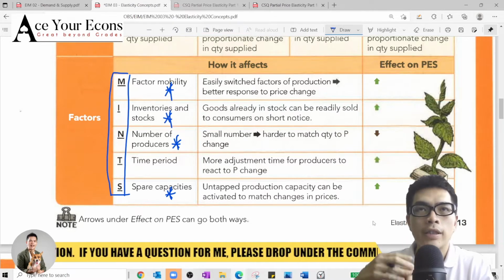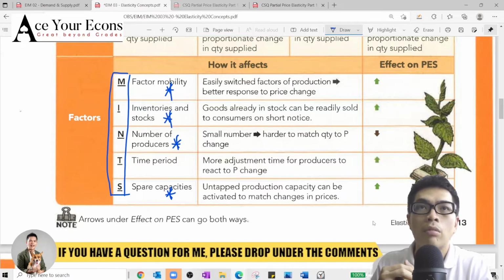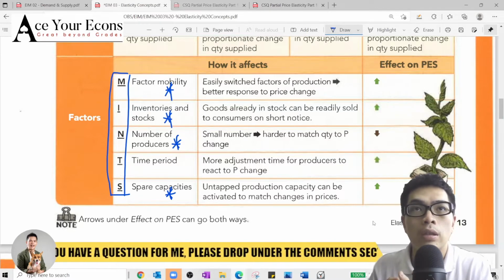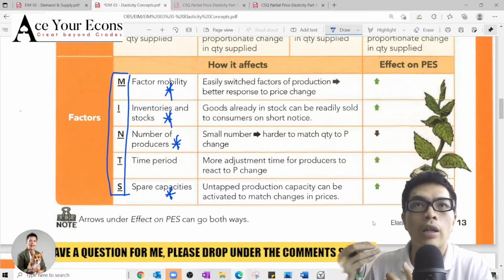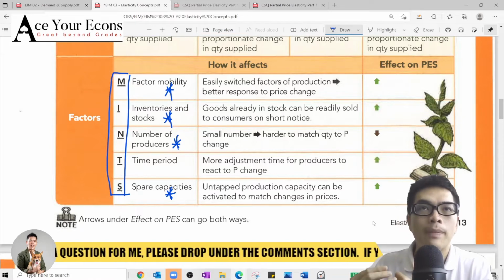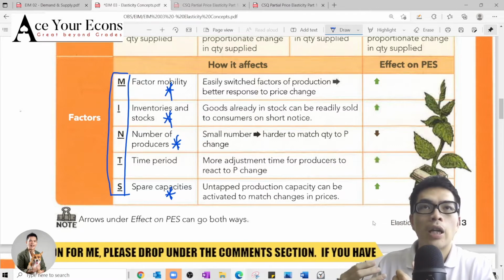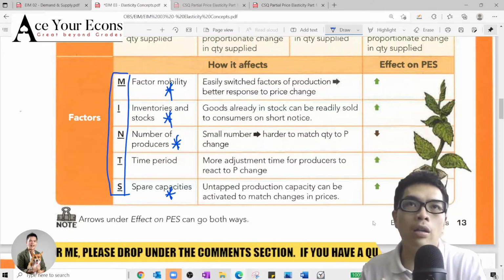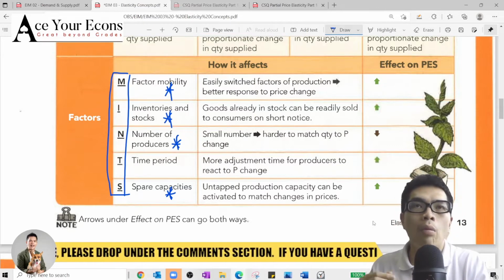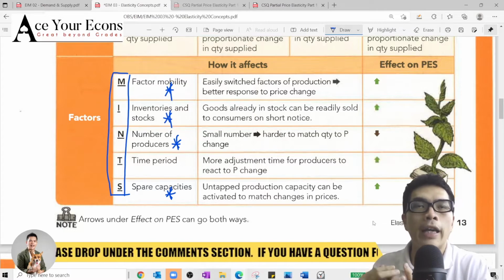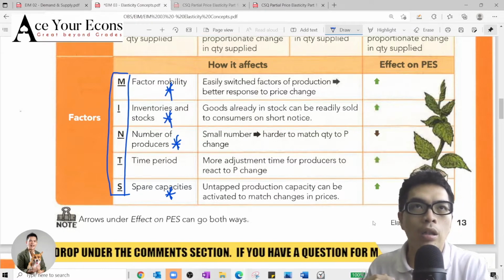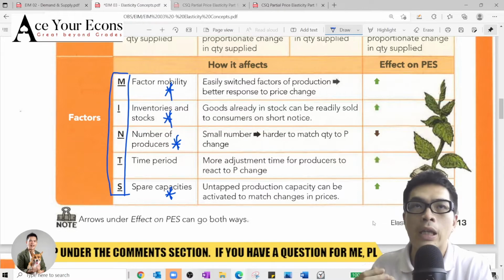So this is a perspective from a capital good. It can also work for labor. So when you look at labor, we are looking at skill set. For instance, if you're looking at price of healthcare, why is PES of healthcare inelastic? From the perspective of factor mobility.